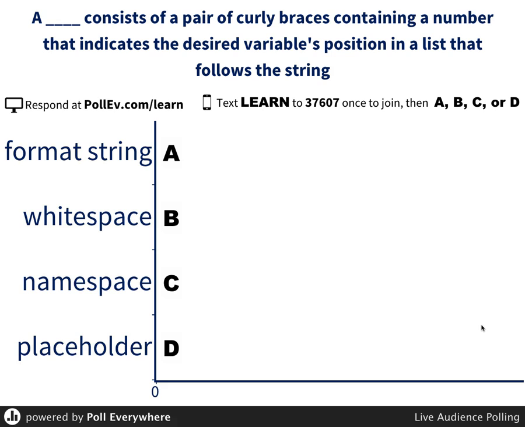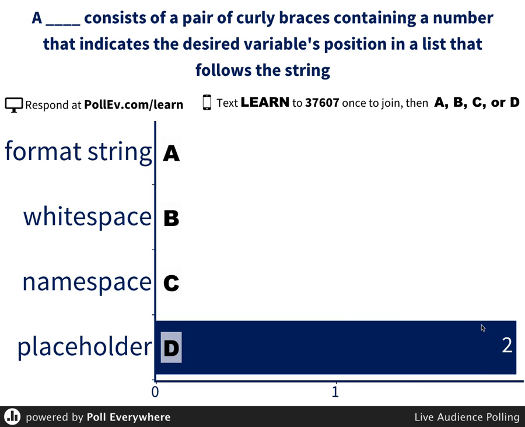I'm moving on. You have to look at the video now. A blank consists of a pair of curly braces containing a number that indicates the desired variable's position in a list that follows the string. A, format string. B, white space. C, namespace. D, placeholder. Which one is it? So far, 3 of you think it's a placeholder.